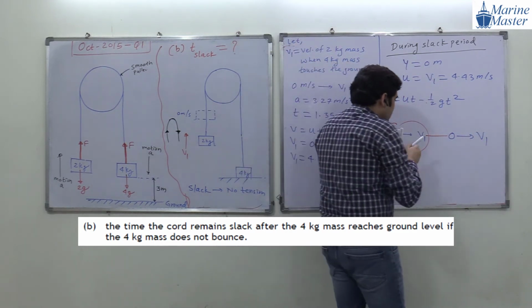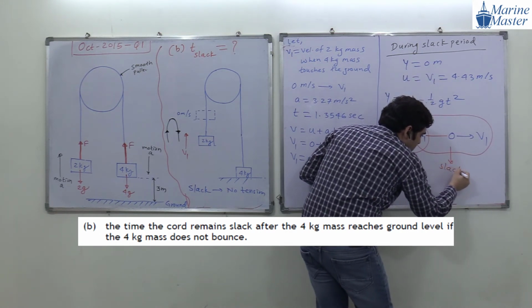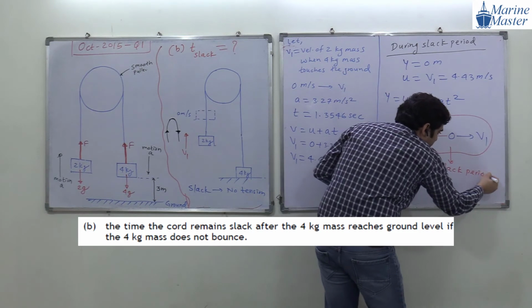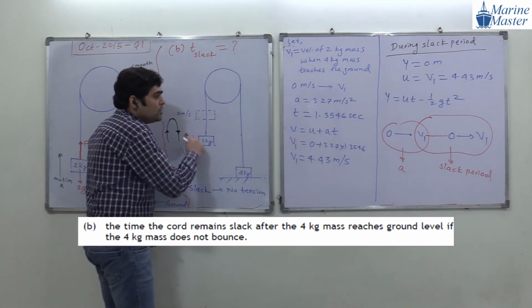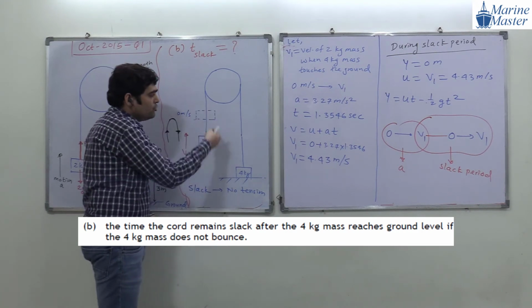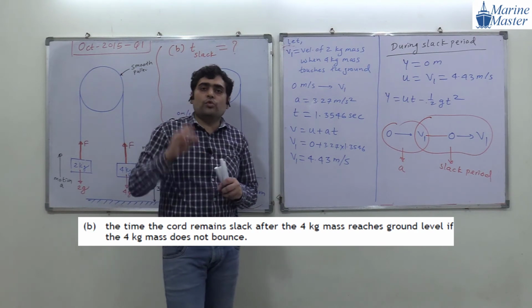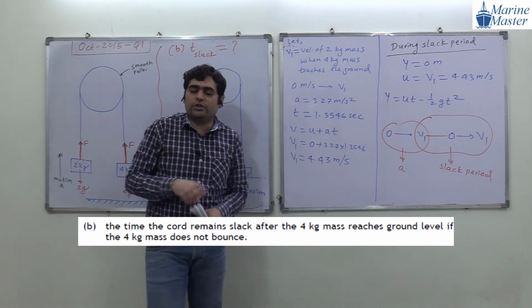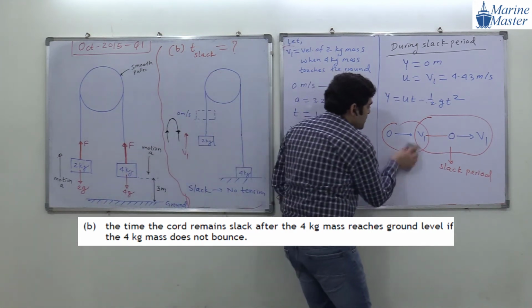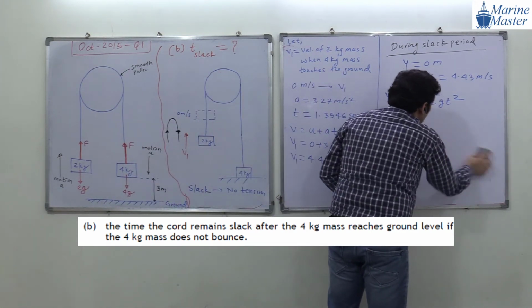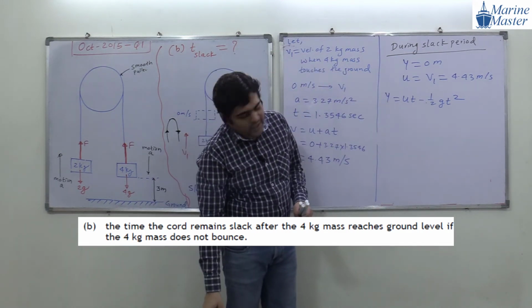So what is this period? This is the slack period. And why slack period? What is the meaning of the slack period? In that period, when going from v1 to 0 and 0 to v1, there will be no tension in the cord. If there is no tension in the cord, only the gravitational force will act on the 2 kg mass, so we can apply the equation of motion in a gravitational field easily here. Okay guys, are you getting my point?